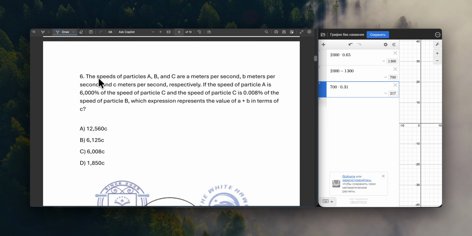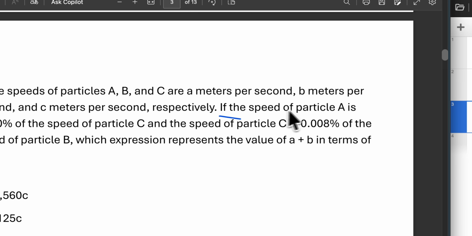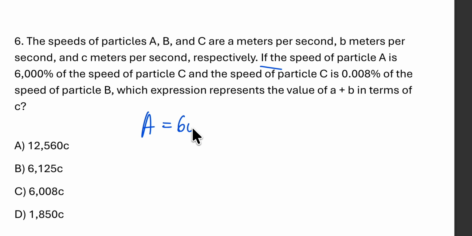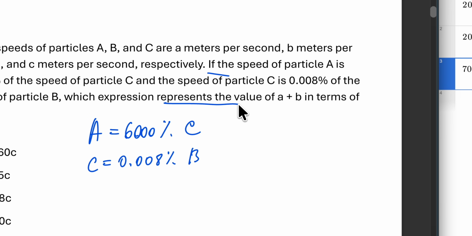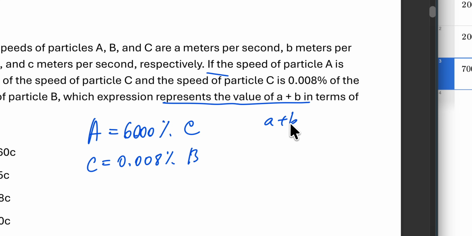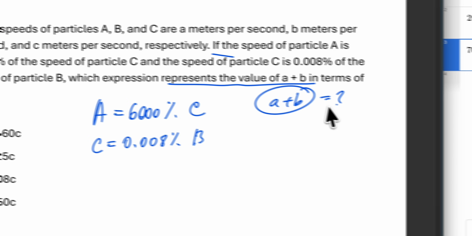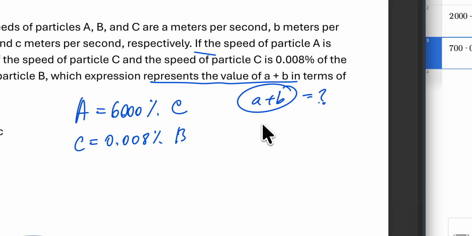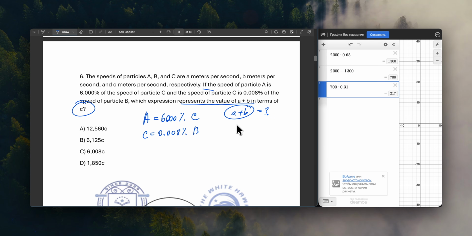Next one. The speeds of particles A, B, and C are in meters per second. If the speed of particle A is 6,000% of the speed of particle C, and the speed of particle C is 0.008% of the speed of particle B, which expression gives the exact value of A plus B in terms of C? So that means we need to substitute everything in order to make C the main term.